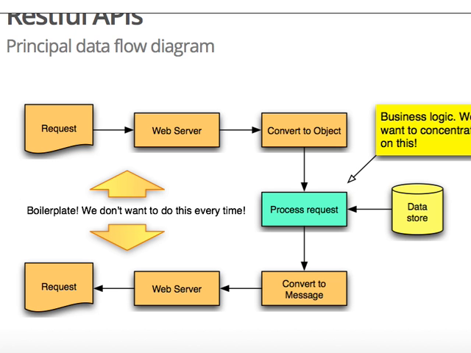Finally, there's a layer where we process the data, where we process this request, where we do all the modifications, where we communicate to the data store. And after that, it goes pretty much other way around. We convert it back to the message, so to JSON, to XML. We send it to the web server, and the web server replies to client. It should be response here. Well, nobody's perfect.